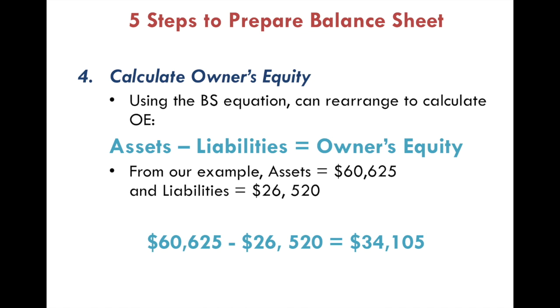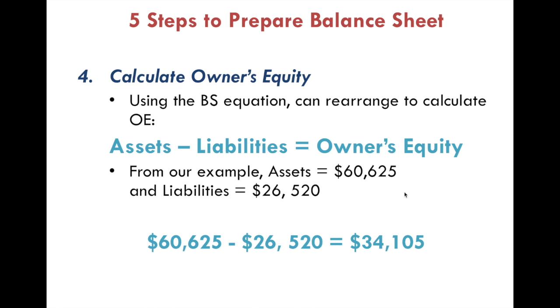So step 4 is calculate owner's equity. BS stands for balance sheet in this example. Using the balance sheet equation, you can rearrange to calculate owner's equity. OE stands for owner's equity. So assets minus liabilities equals owner's equity. Remember, the original equation is just assets equals liabilities plus owner's equity. So mathematically speaking, we just have to subtract liabilities from both sides. That cancels it out on the right side and brings negative liabilities over to this side. So assets minus liabilities equals owner's equity.